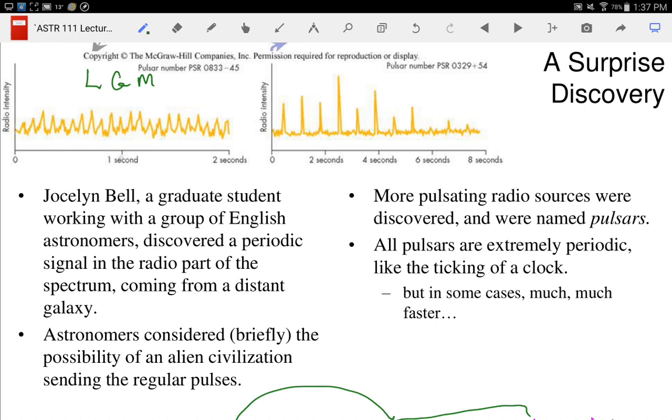The period here, the time between each pulse, is incredibly short. This has somewhere in the ballpark of 10 pulses in a single second. 10 pulses in a single second, that's really, really quick. And so astronomers started trying to figure out what could be causing this. So starting with hypotheses, what could cause a very quick pulse of light?